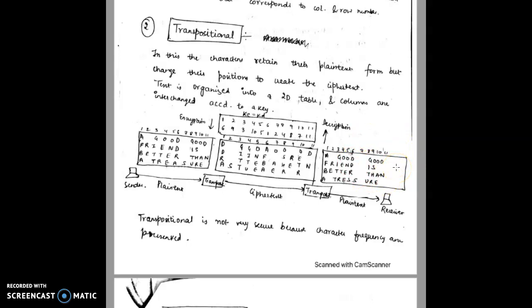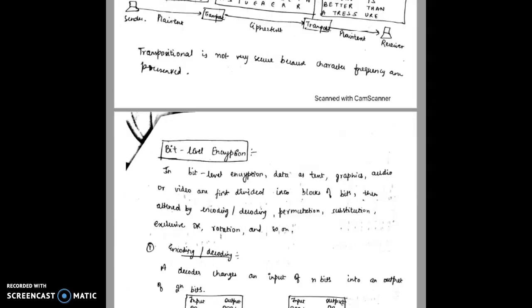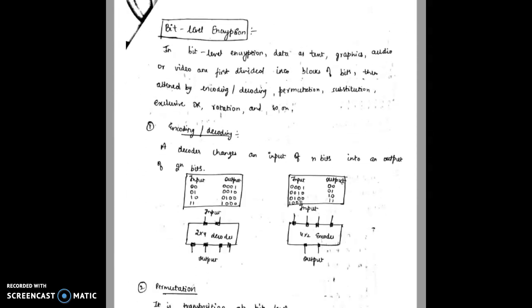This is the transpositional method. It is not very secure because character frequency can be preserved, as it was in monoalphabetic. Right? These were our conventional methods at character level. Today, now we will discuss bit level encryption. That means bit by bit, not character.